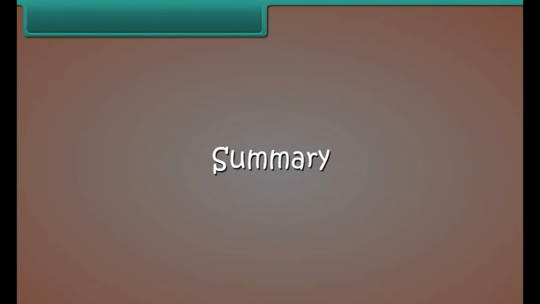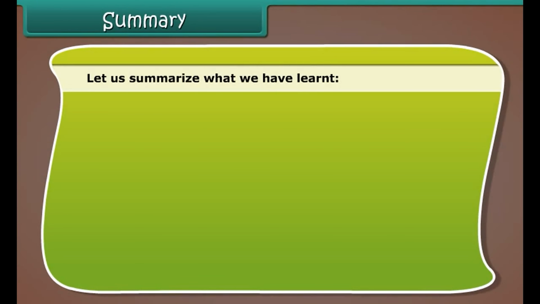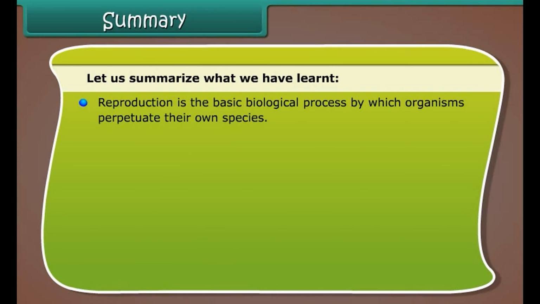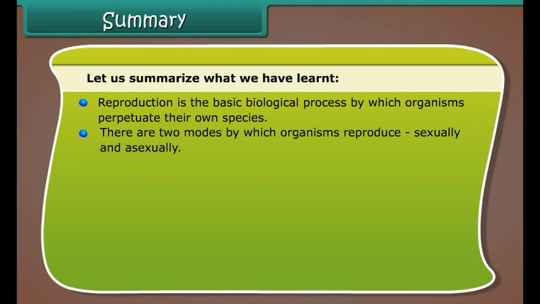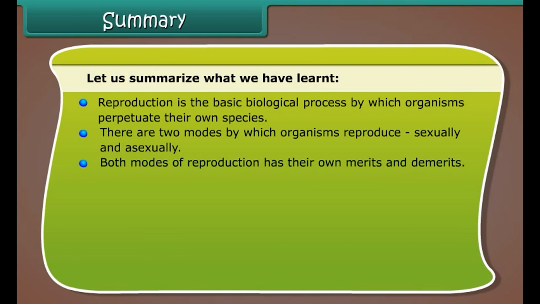Summary. Let us summarize what we have learned. Reproduction is the basic biological process by which organisms perpetuate their own species. There are two modes by which organisms reproduce, sexually and asexually. Both modes of reproduction have their own merits and demerits.